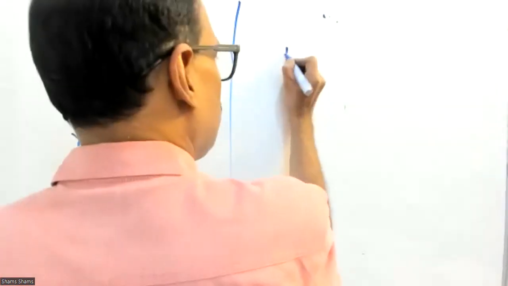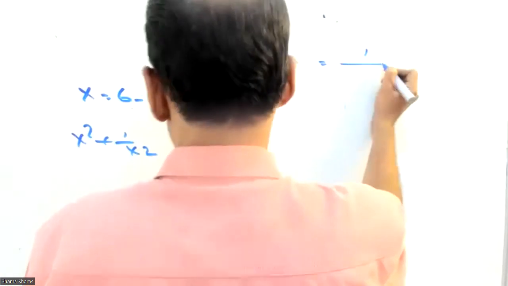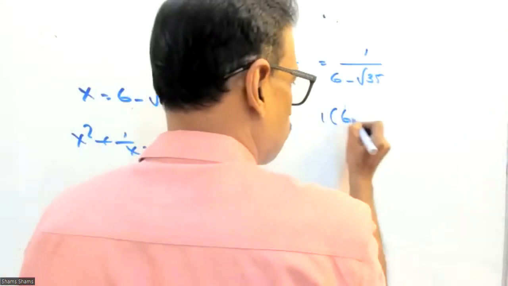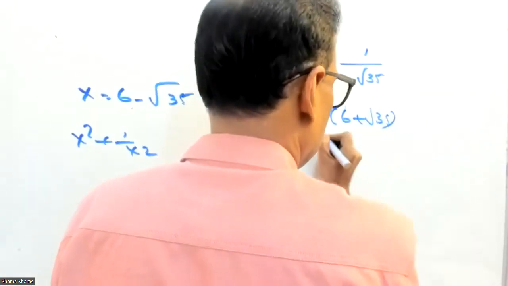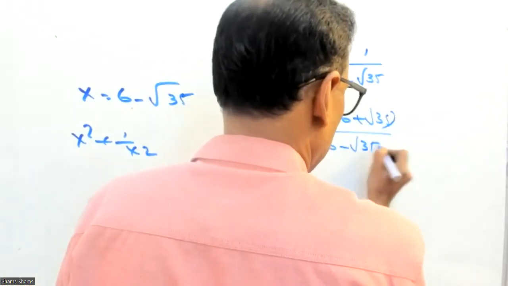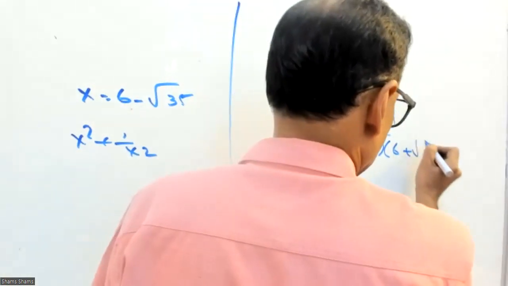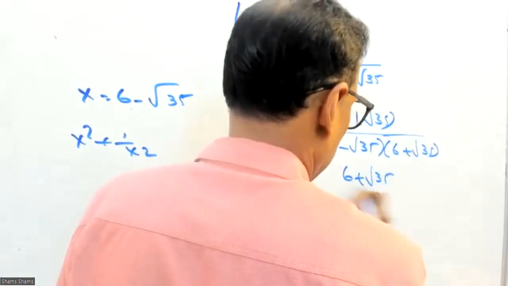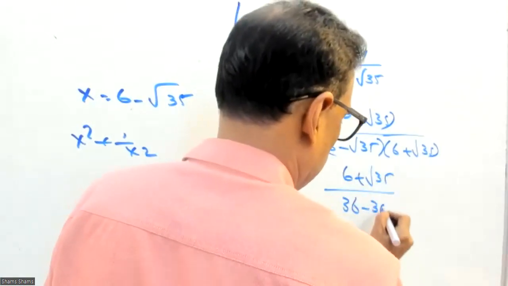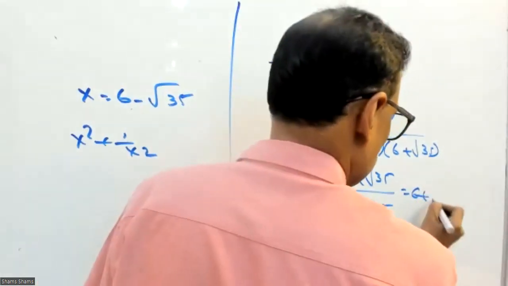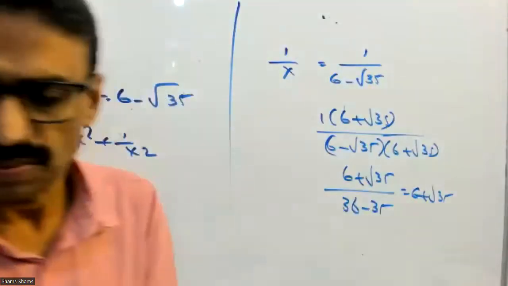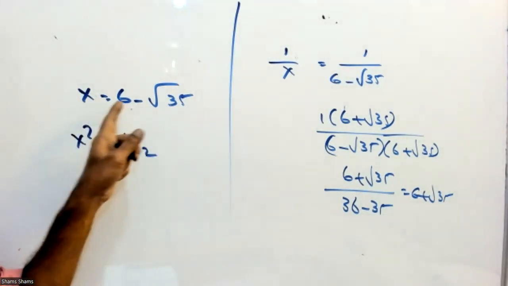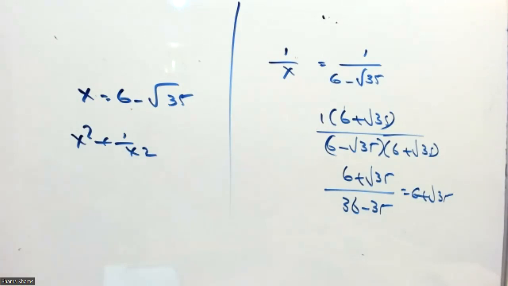Okay. Look at here. 1 by x equals 1 by 6 minus root of 35. 1 into 6 plus root of 35 divided by 6 minus root of 35 into 6 plus root of 35. Okay. 6 plus root of 35 divided by 36 minus 35, right? So that means 6 plus root of 35. Who all got this? See, automatically, if x is 6 minus root 35, then 1 by x will be 6 plus root 35.